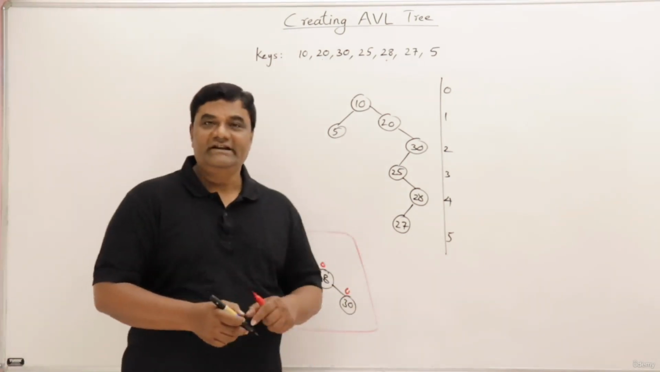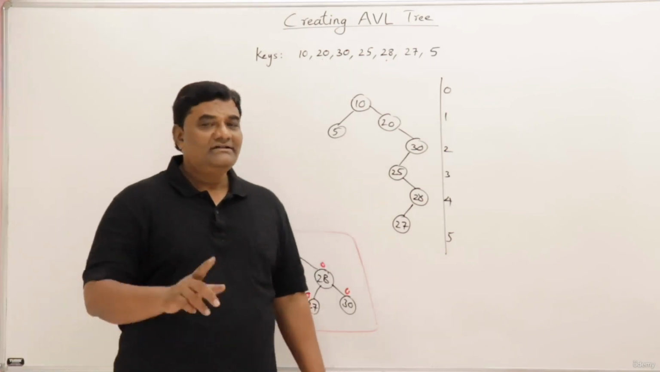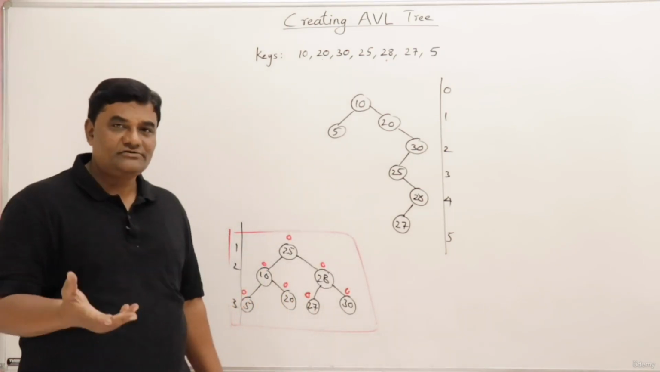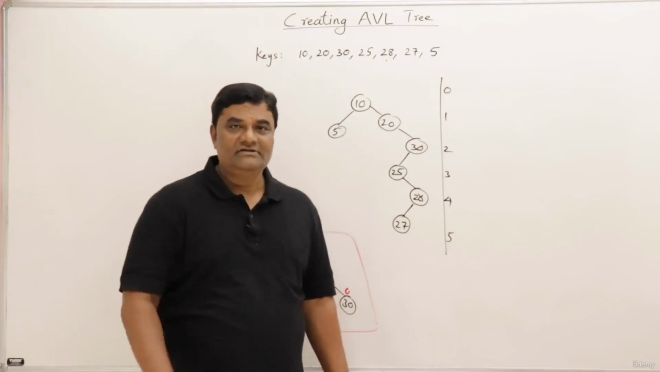So that's all about creation of an AVL tree, and also I have compared it with a binary search tree. Then also I have told you that height can also be counted starting from 1 onwards. So that's all in this topic.